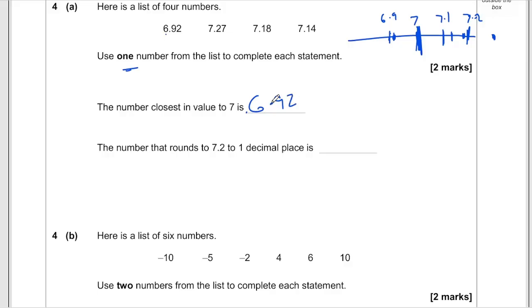Looking at the second one, the number that rounds to 7.2 to 1 decimal place. Well, if we rounded these figures, 7.27 would round up to 7.3. 7.18 would round up again to 7.2, and 7.14 would round down to 7.1. We want it to 7.2, so it's going to give me 7.18.